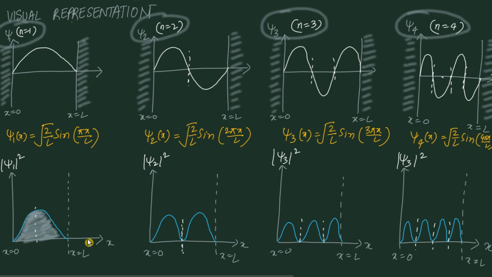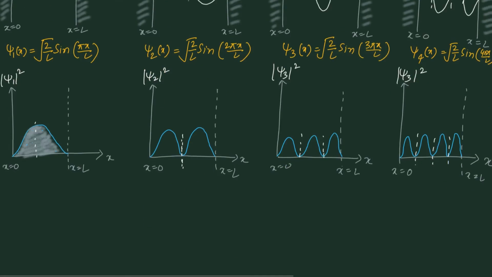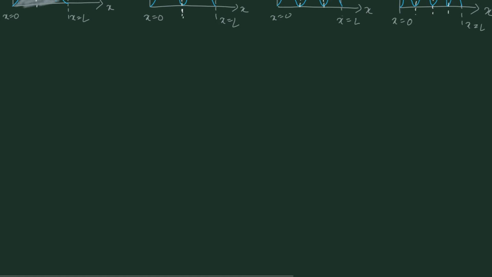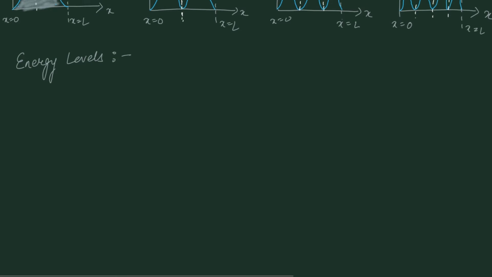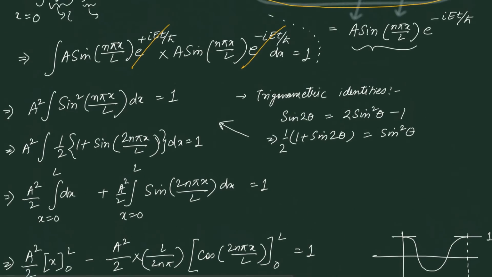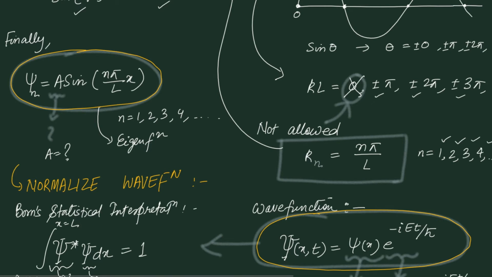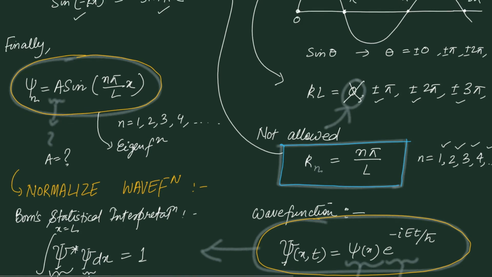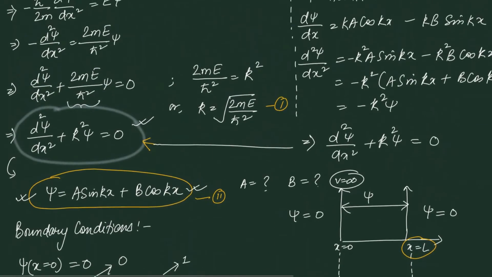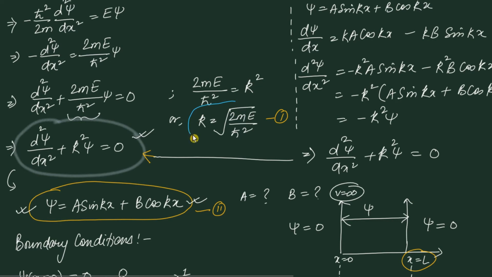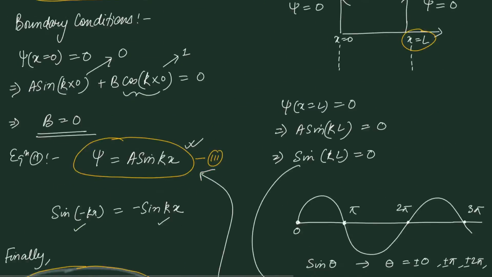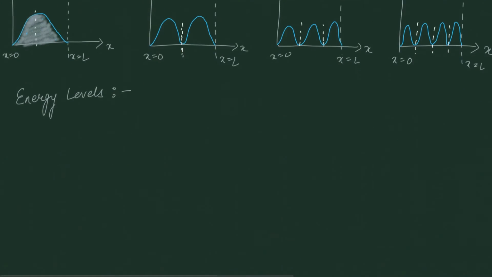Now that we have done the visual representation, let's look at the energy levels of this particular system. To get an idea about energy levels, we go back to one of our original points that we obtained before. Here we obtained that Kn is simply equal to n pi upon L. However, I also asked you to remember this particular point where I said that K is equal to the square root of twice m E by h cross square, where E is the energy. Now I know that K can have infinite values, so let's use these two equations together.